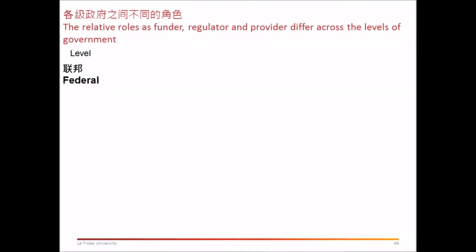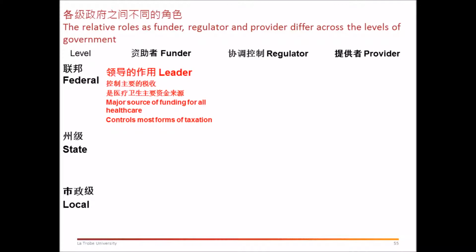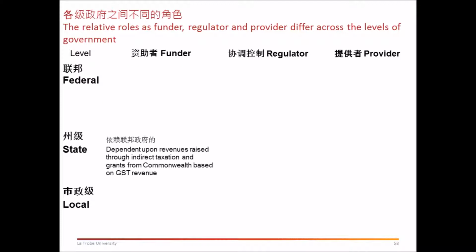Another way of looking at this is to look at the relative roles as funder, regulator and provider across the different levels of government. And if we look at a table with the levels of government and the roles as funder, regulator and provider, we would see that the federal government has a leading role in funding and regulating. They are less involved in terms of a provider. They tend to be purchasers of care.